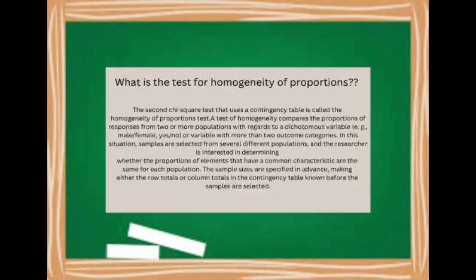A test of homogeneity compares the proportions of responses from two or more populations with regards to a dichotomous variable, or a variable with more than two outcome categories. In this situation, samples are selected from several different populations, and the researcher is interested in determining whether the proportions of elements that have a common characteristic are the same for each population. The sample sizes are specified in advance, making either the row totals or column totals in the contingency table known before the samples are selected.